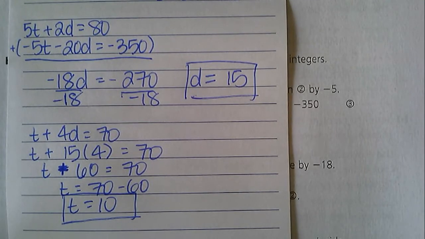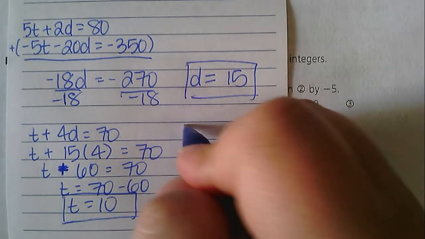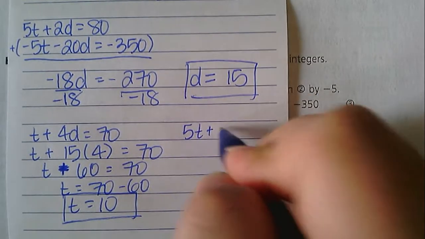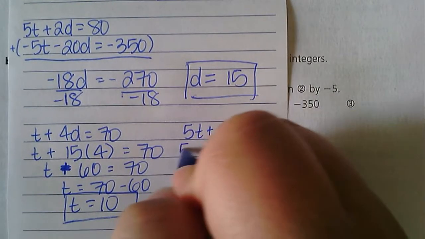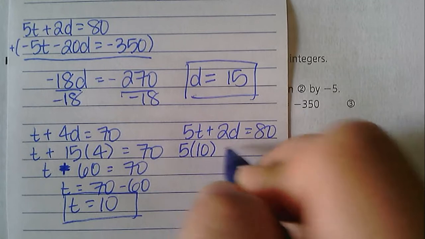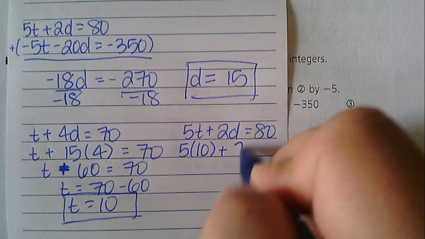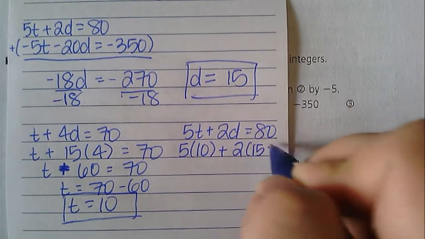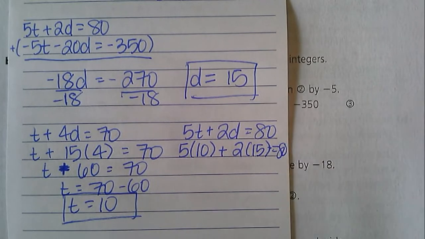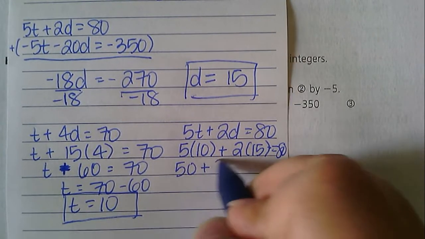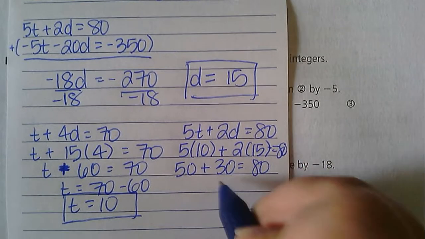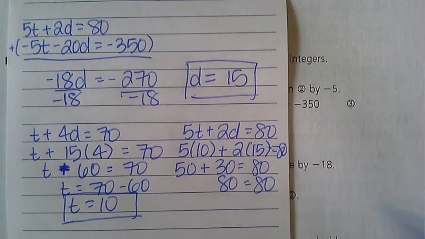So I'm kind of running out of room. It's going to be a little bit tight for space, but we'll try it out. So we'll try putting this into both equations. Okay, so that means we have 5 times 10 plus 2 times 15 to give us 80. Let's try it out. That's 50 plus 30 equals 80. So 80 equals 80. Yep, let's try the other equation.